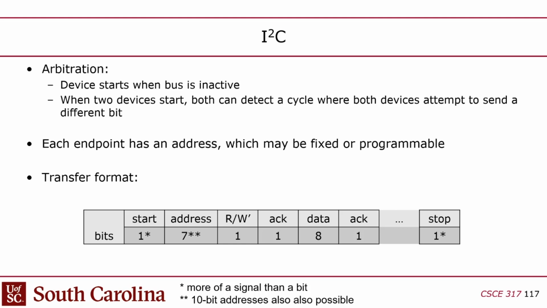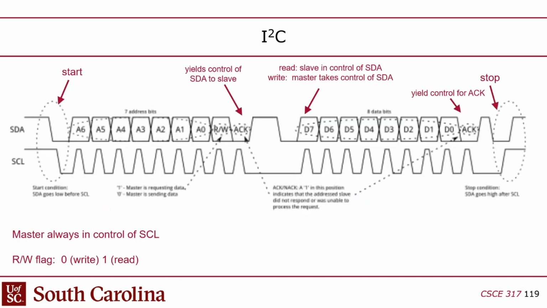Okay, so what is the start and stop bit? Another difference between I2C and SPI is that SPI was an edge-sensitive clock.